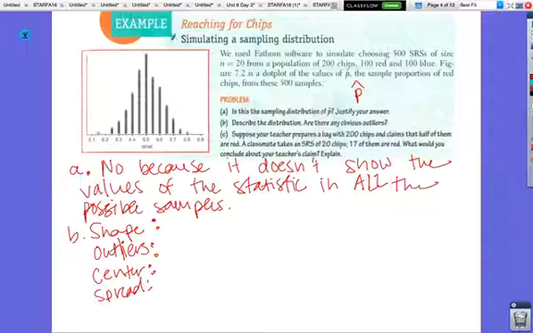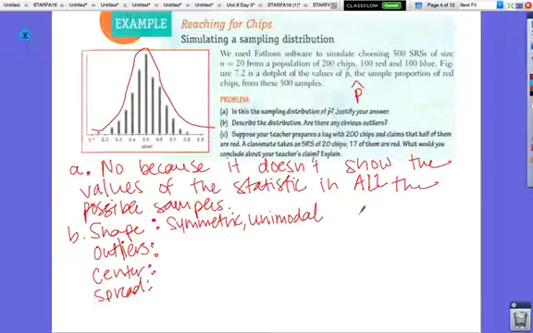So when we look at the shape, we see that it kind of has this shape, which means that it is symmetric. We can tell that it's unimodal, which means it just has one peak. And we can also see that it's somewhat bell-shaped.